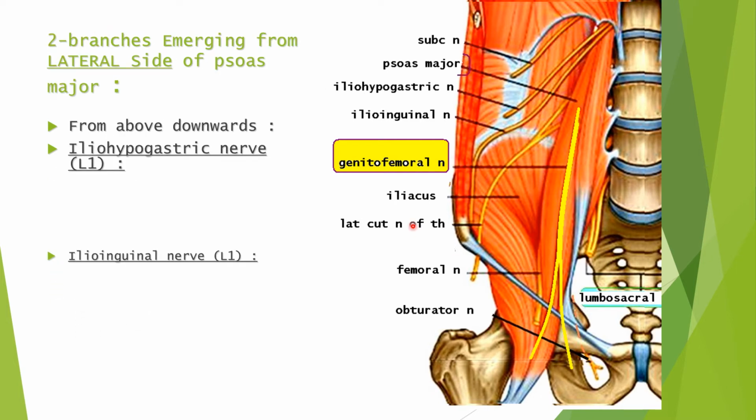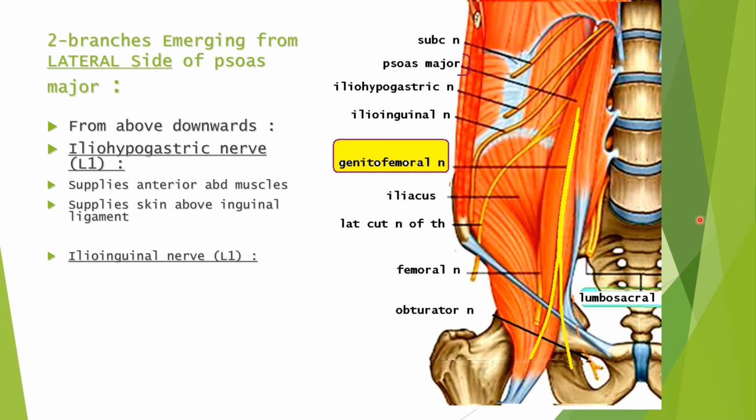Then the branches which emerge from the lateral side of the psoas major muscle are iliohypogastric, ilioinguinal. The iliohypogastric nerve supplies some of the anterior abdominal muscles and skin above the inguinal ligament.